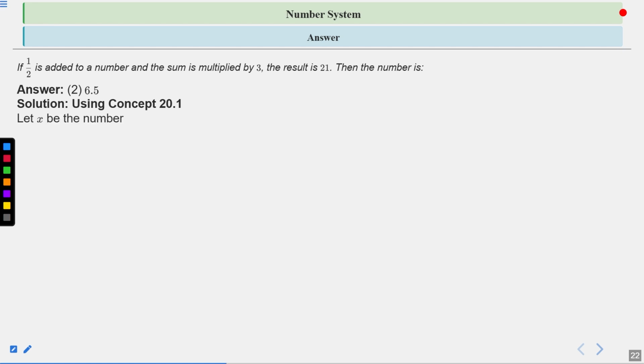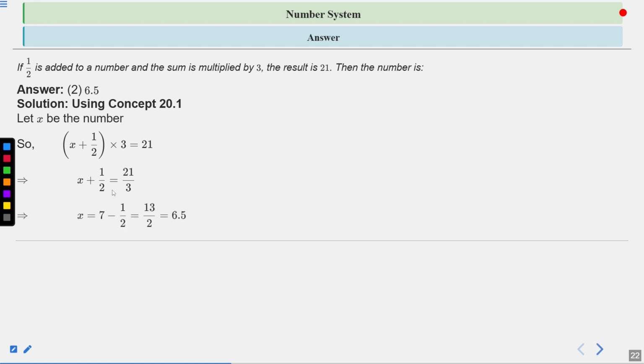Let x be the number. Adding half and multiplying by 3, we got 21. When we simplify, we get x plus 1 by 2 equals 21 upon 3. Now we can subtract. We know that 21 divided by 3 becomes 7. 7 minus half is equal to x. When we simplify it, it becomes 13 by 2, and 13 by 2 is 6.5. So the correct answer is 6.5. Second is the correct answer. Next one.